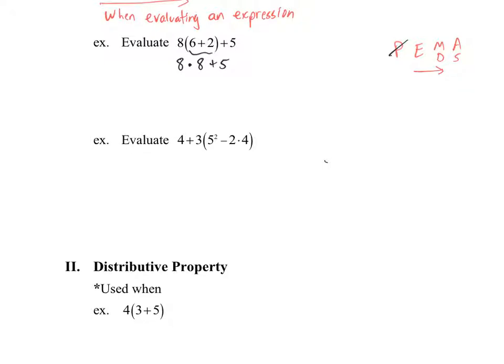So we did the parentheses. Exponents are next. We don't have any exponents. So now we're to the multiply and divide. 8 times 8 is 64. And we have the plus 5. So that's done. Now we do adding and subtracting, and we get 69.